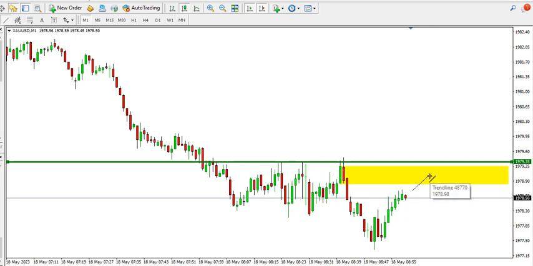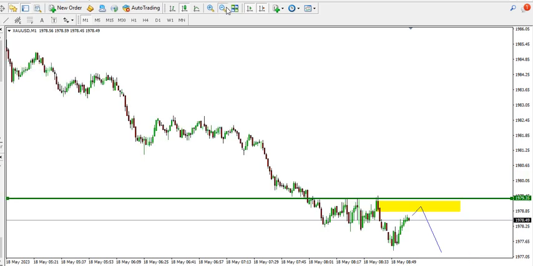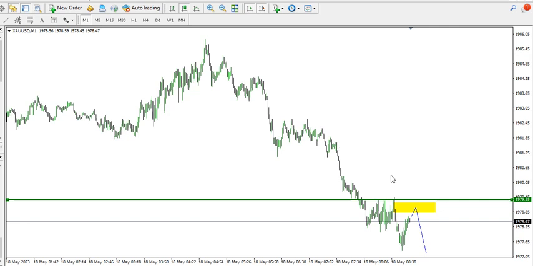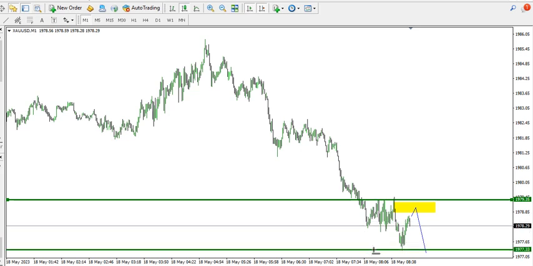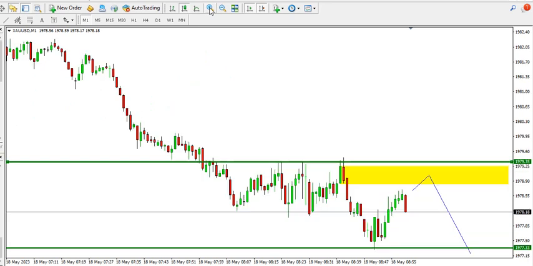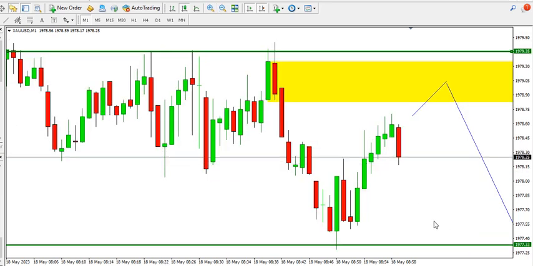But it's a bearish trend on the 1-minute time frame. Price continues to go down, so we expect price to go down. A break of this structure here, the 1977.3, should send price further down. Look at what's happening.